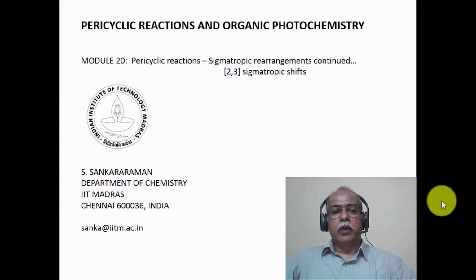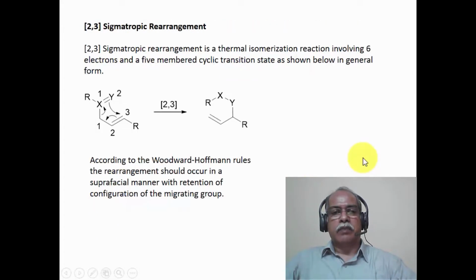Hello, welcome to Module 20 of the course on pericyclic reactions and organic photochemistry. In this module, we will consider 2,3 sigmatropic rearrangement. 2,3 sigmatropic rearrangement is a very important rearrangement because it allows you to synthesize several different types of molecules, as we can see in some of these examples here.